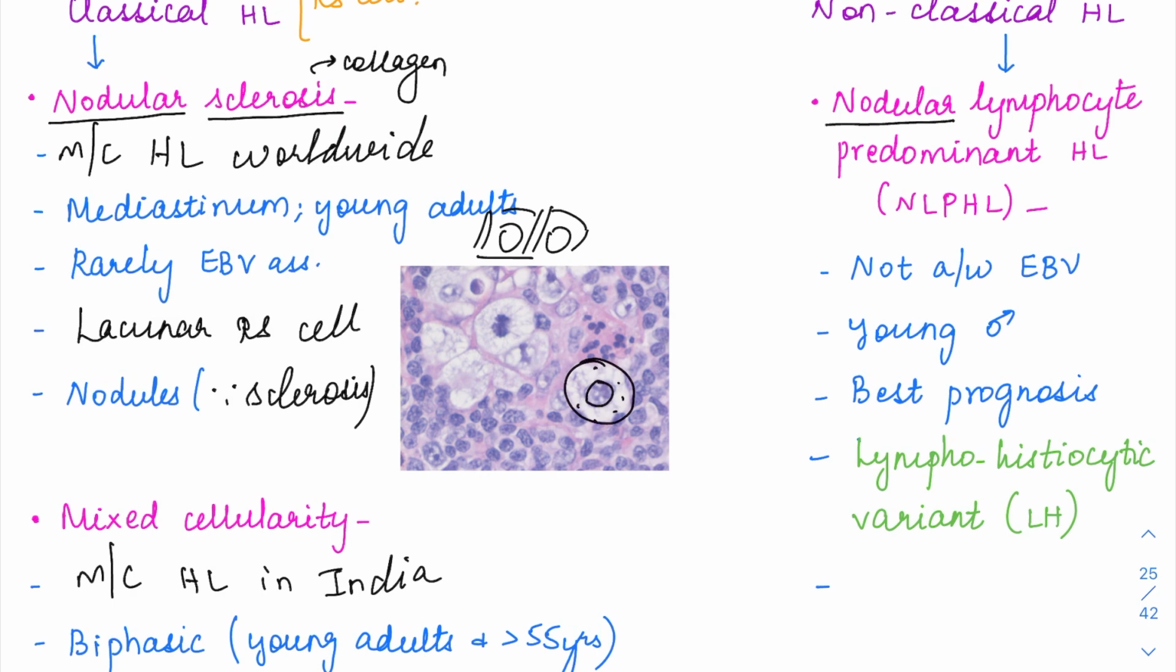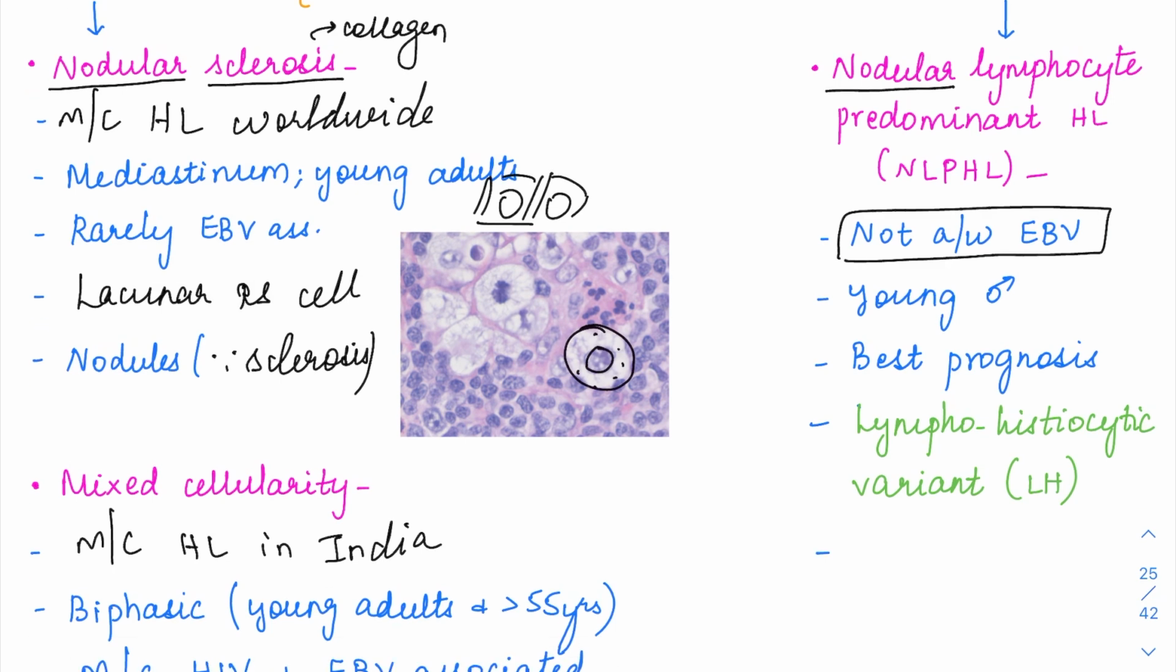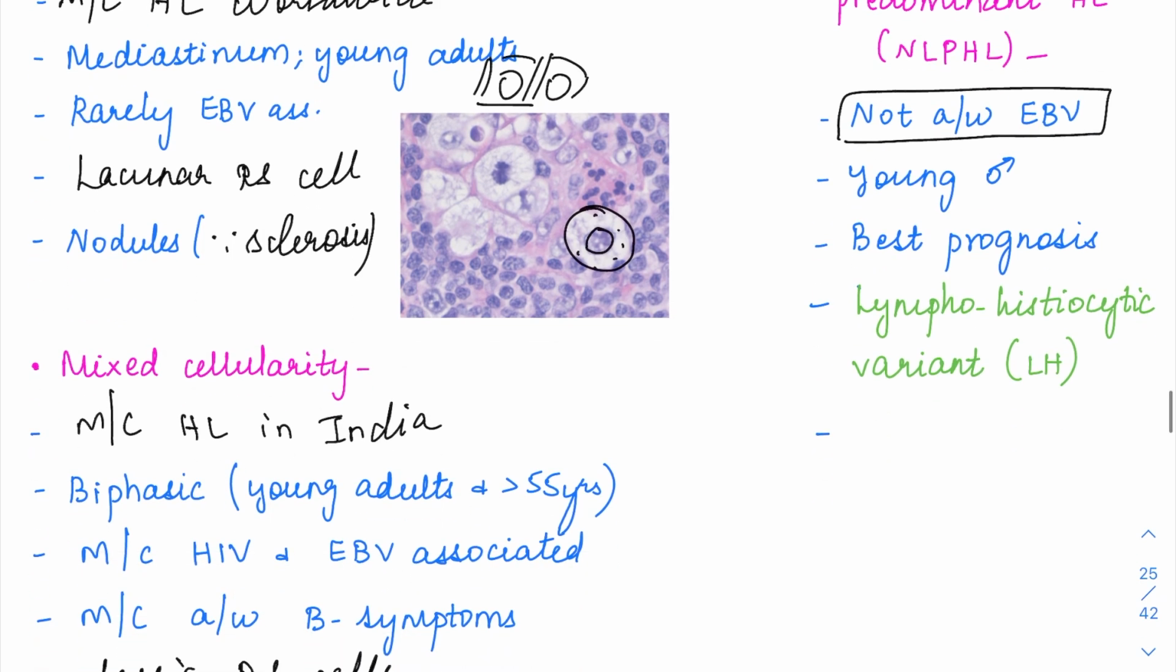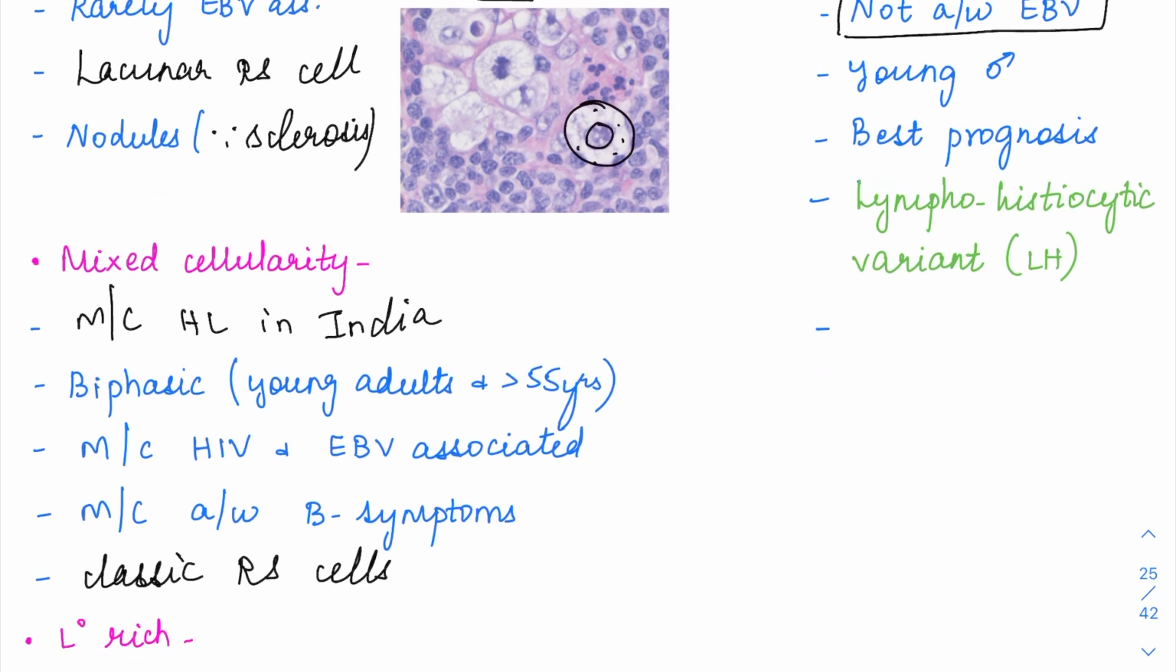And this variant, NLPHL, is also called the lymphohistiocytic variant because there is going to be an abundance of lymphocytes and histiocytes in this variant. In NLPHL, there is not going to be any association with Epstein-Barr virus, and classically it is a young adult again presenting with lymphadenopathy. And out of all, this has the best prognosis in Hodgkin's lymphoma.